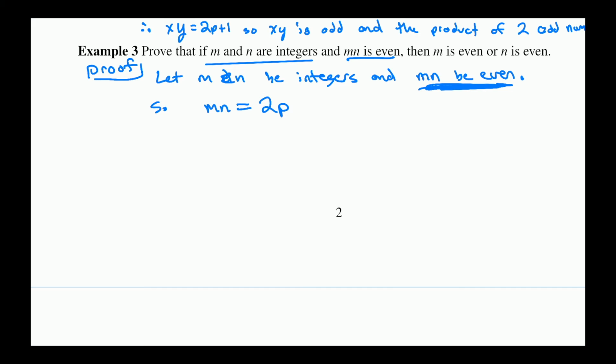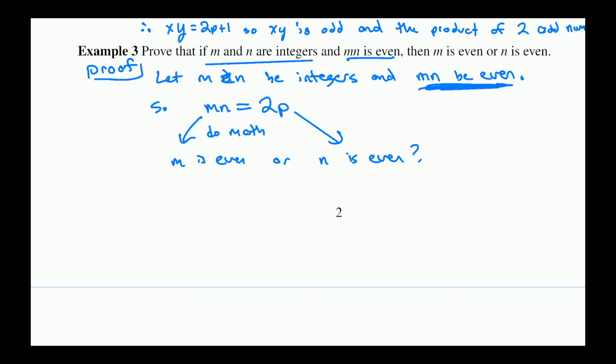Now, what we're supposed to be doing is math, and the result is supposed to be M is even or N is even. How am I even going to do that, right? How am I going to get from here to here? Or here. I don't know what that math looks like. So I don't know how to get to the conclusion that M is even or N is even.